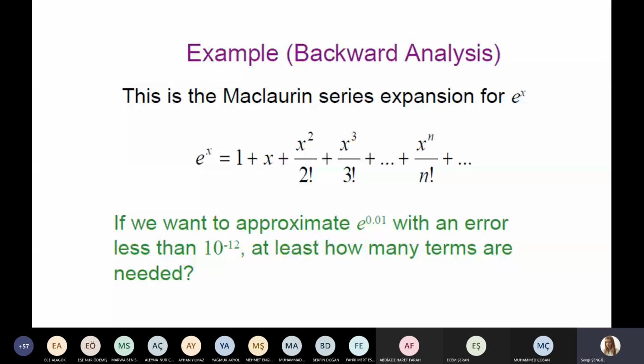So you want to get this tolerance. You want to get 10 to the minus 12 tolerance, and you want to approximate e to the 0.01. So your x is 0.01. You don't know how many terms you will need, but you want to know how many terms you need to get the error less than 10 to the minus 12.